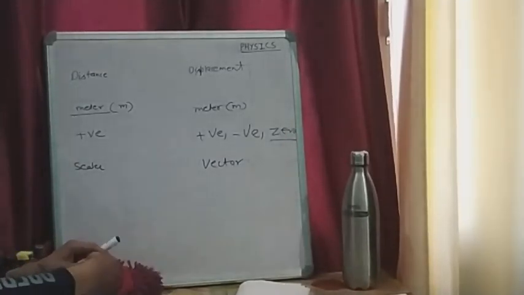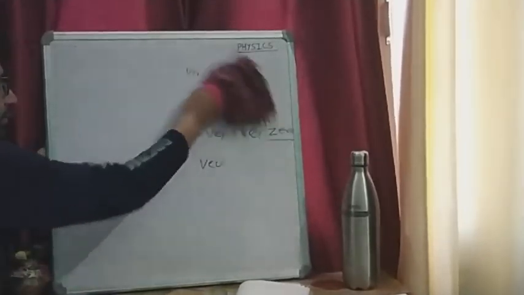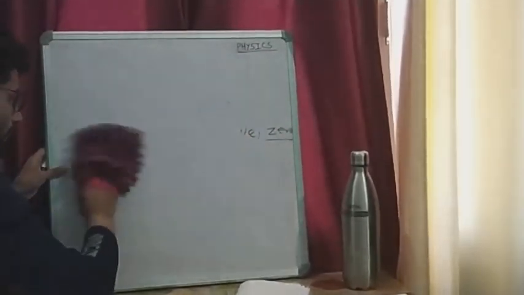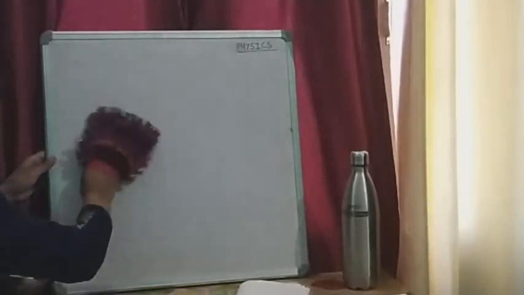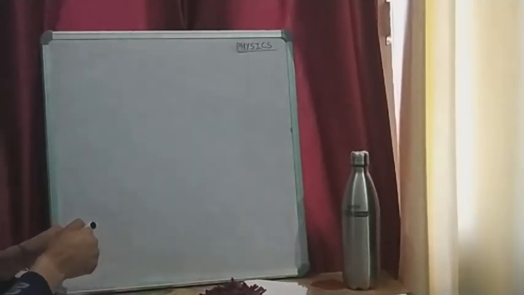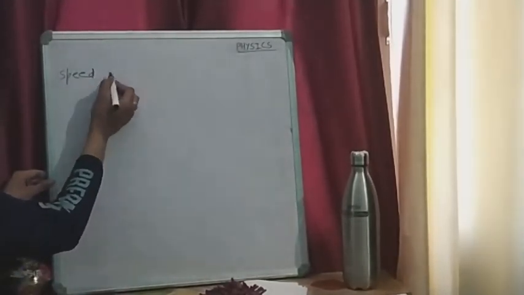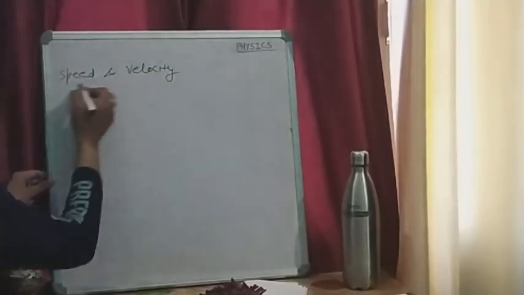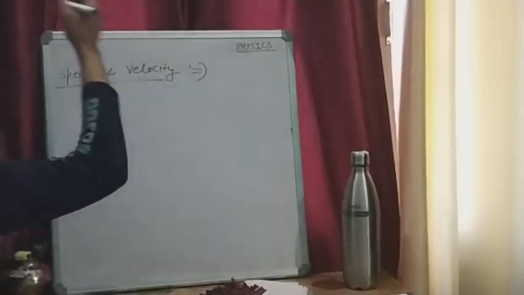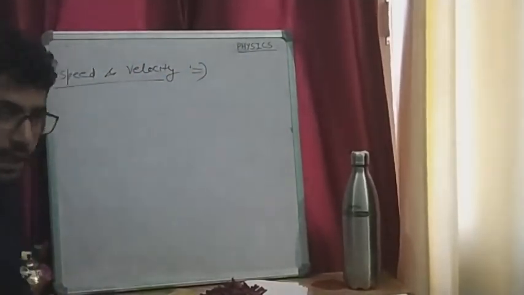Now we have some other physical quantities. These are displacement and distance. Now we will read two other physical quantities. Those are speed and velocity. Speed and velocity. We will do this in our next video.